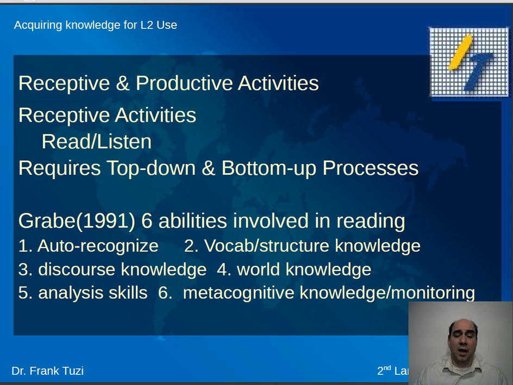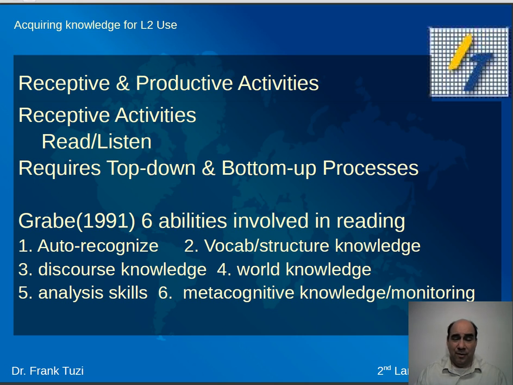There are 6 abilities involved in reading, according to Grabe, and that's auto-recognition, vocabulary and structural knowledge, discourse knowledge, world knowledge, analysis skills, and metacognitive monitoring. So there are a lot of things going on. Auto-recognition, you know this from when you learn to drive, when you learn to ride a bike. There are things that you have to do, and you're physically, consciously thinking about them initially, but eventually they become automatic, they're on autopilot, and you can just do them.